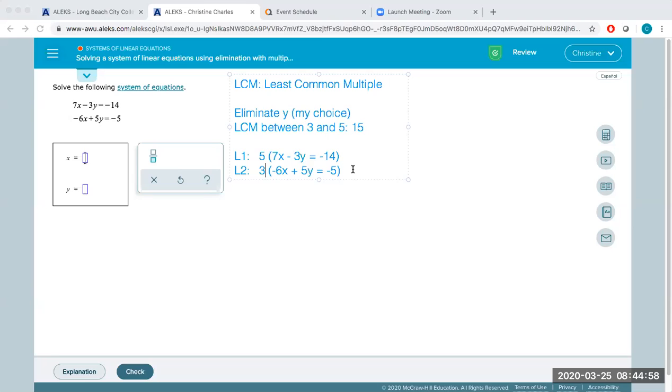Now this is when we look at the sign in front. If I multiply the 5 to a negative 3, I get a negative 15. If I multiply 3 to a positive 5, I get a positive 15. We'll see in a second that those are additive opposites, so that's perfect.